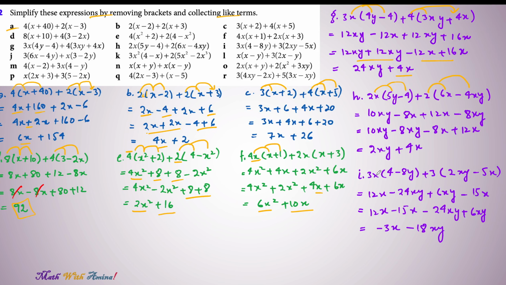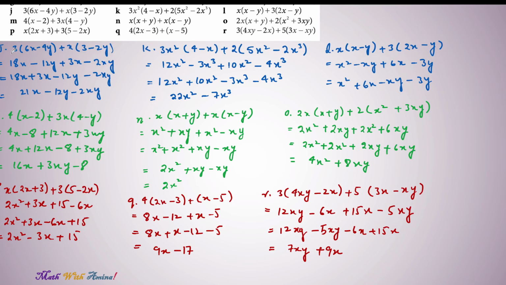The I expression is 3x in the bracket 4 minus 8y, and then the bracket closes. The second bracket we have plus 3, then the second bracket opens, then 3 we have, it will get multiplied with 2xy, this 3 will get multiplied with minus 5x, this 3x gets multiplied with 4, this 3 gets multiplied with minus 8y. As a result, we get 12x minus 24xy plus 6xy minus 15x. Combining the like terms, 12x minus 15x is equal to minus 3x, and minus 24xy plus 6xy is equal to minus 18xy.